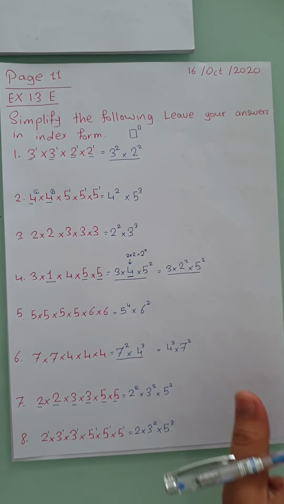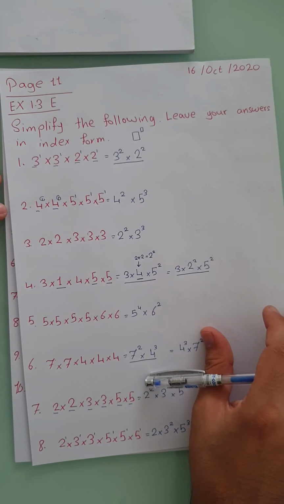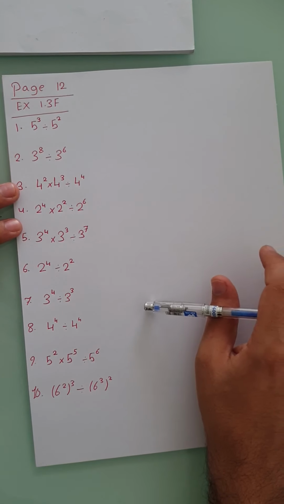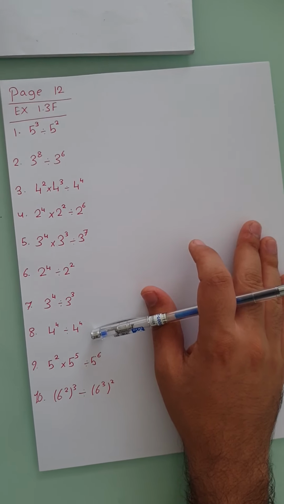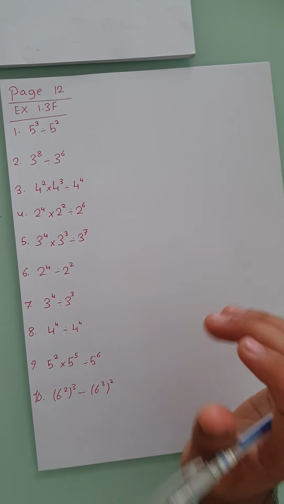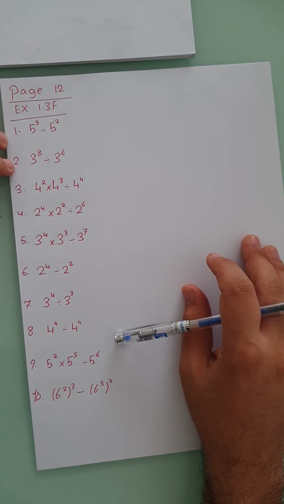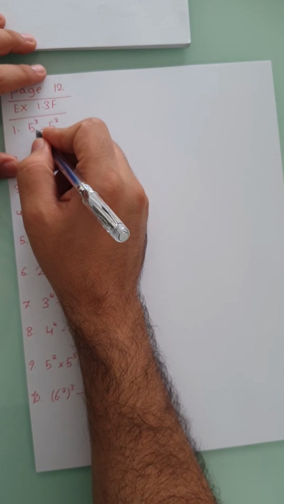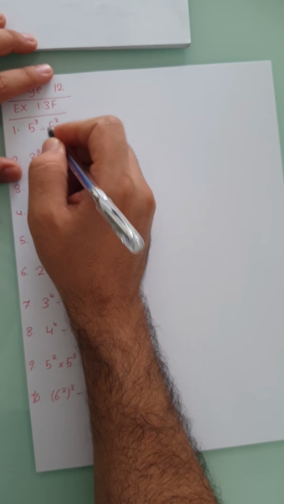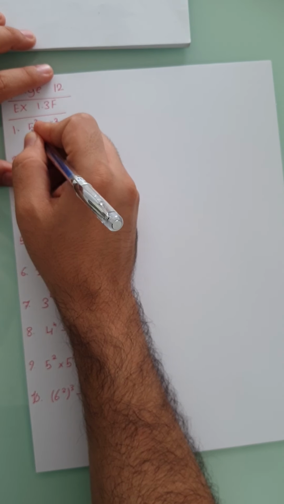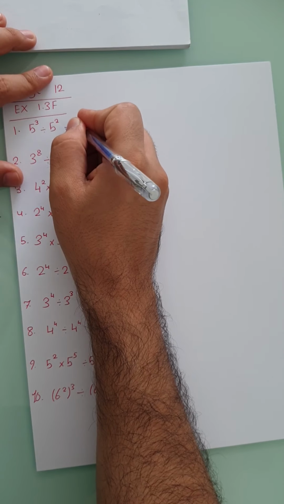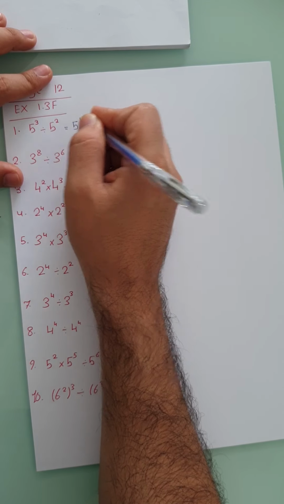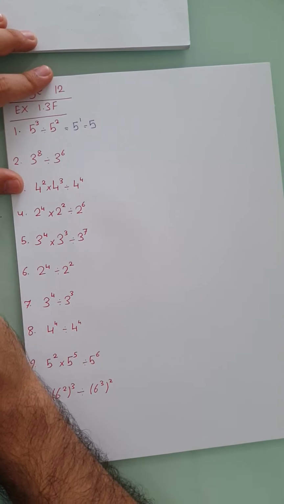All right. Okay, let's go to page 12, exercise 1.3f. This is the kind of question that you need to pay attention to. All right, let's come to the first question. We have division, same base, so the rule applies over here. So 3 minus 2 is how much? 1. So 5 to the power of 1, which is actually 5. I don't have to write the 1 as the power. Okay, same goes here.